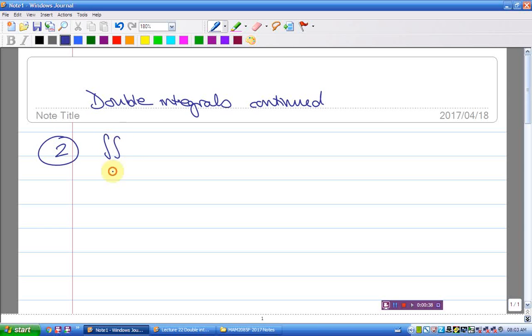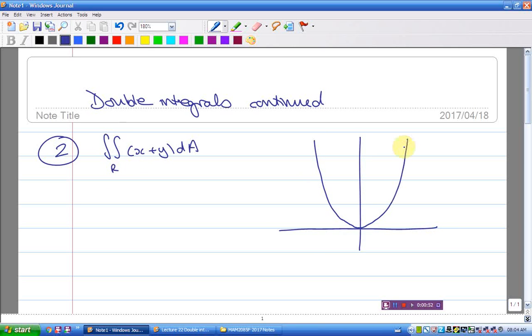We need to integrate x plus y dA, where R is the region in R2 bounded by these two graphs. Let's have a look. There's y equals 2x squared, and then there's y equals 1 plus x squared, and it looks like that. You can solve for those intersection points, and they're -1 and 1, and that over there would be a 2, and this is my region R.